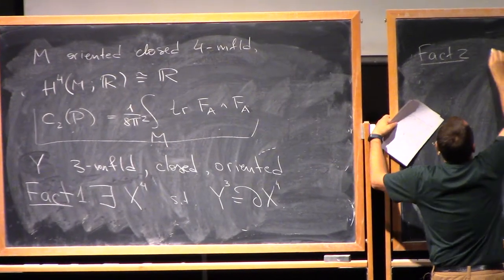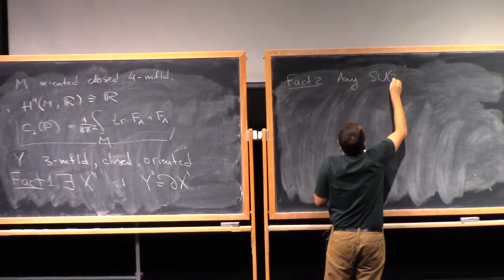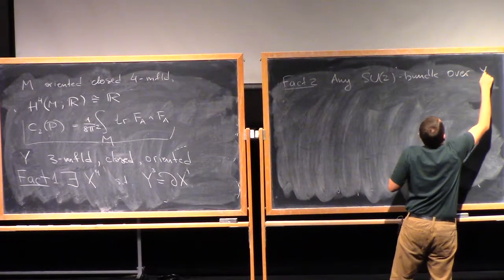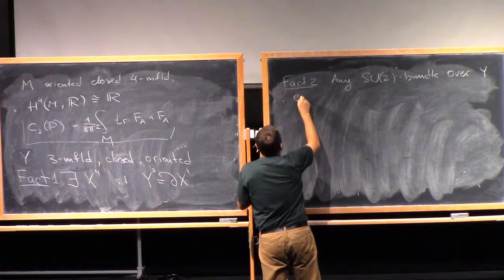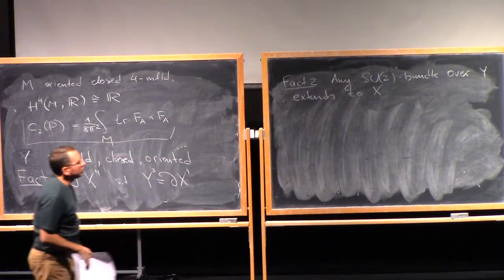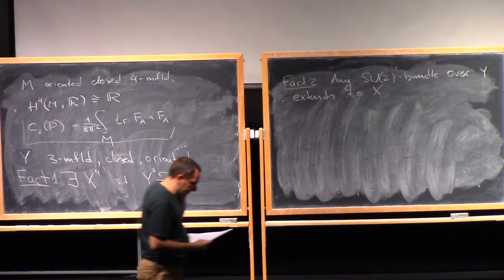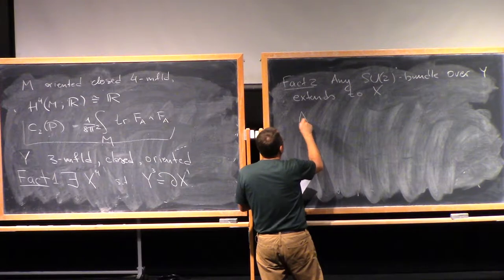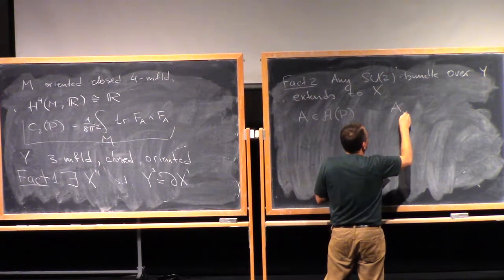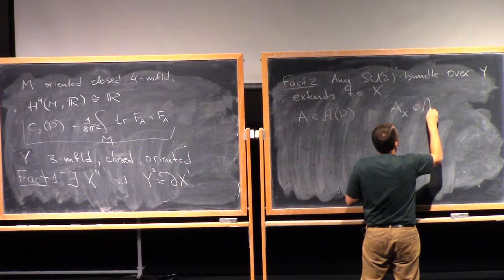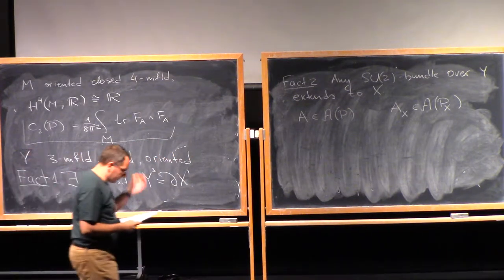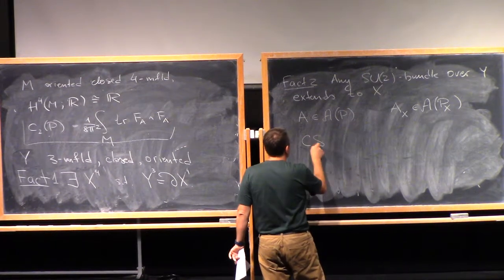Second fact that I will use is that any SU2 bundle over Y extends to X. Right, if I have an SU2 bundle over the boundary, I can extend this to a bundle over the whole manifold X. And if I choose a connection A on P, then I can choose an extension of this connection to a connection on the principal SU2 bundle over X. OK, very good. So what we can now consider is the Chern-Simons functional of A.